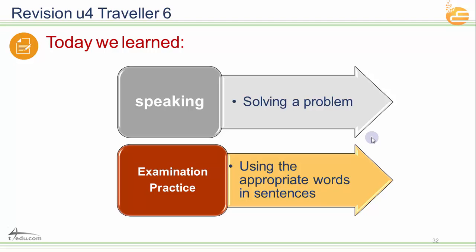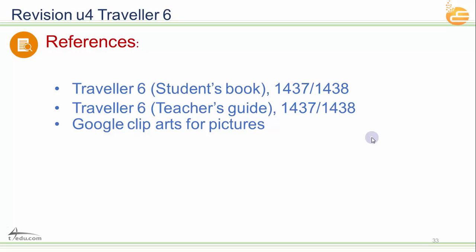And also we did some speaking about how we solve a problem and how we reach some kind of decision. And for the examination practice, we practiced how we choose words like facial expressions, facial massage, hot stones, spa, juice shops, and gymnastics. We used many words to make a choice out of different things. These are the references for you, taken from your book Traveler 6.